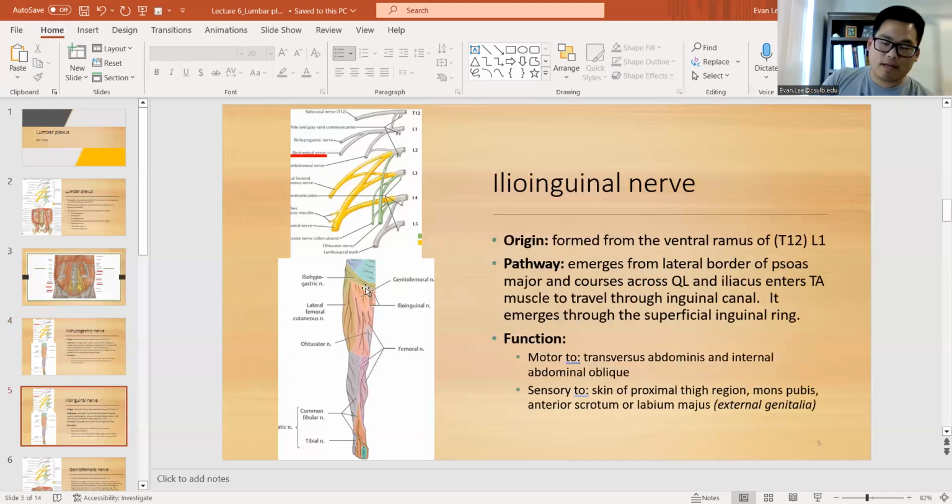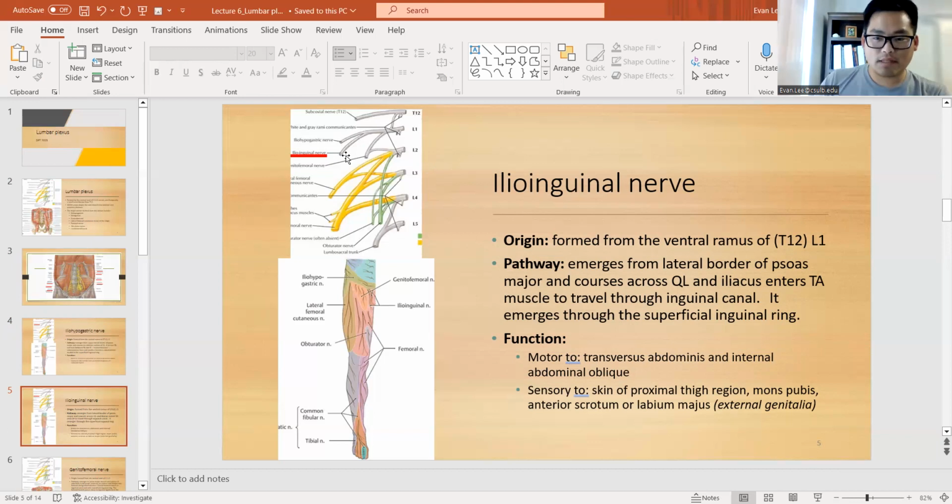Now, the next one that we have here is called the ilioinguinal nerve. Now, this is actually a nerve coming off of the same root. You can see T12 L1 has this root coming off of it, and here's iliohypogastric. Here's ilioinguinal coming off right underneath. So ilioinguinal nerve, this one is still relatively high up, but it's just right underneath.